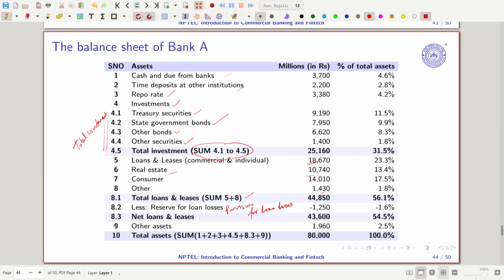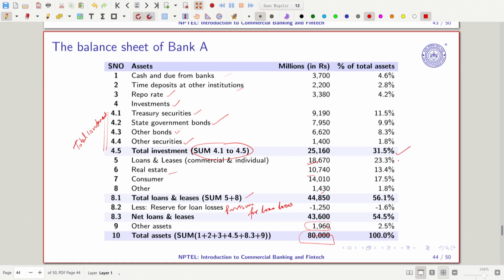And net loans and leases, if I subtract this amount, it is coming out to be 43,600, right? And if I sum 1 plus 2 plus 3 plus 4.5 that I summed here, and then here I have 8.3, after adjustment, and plus 9, the other assets that the bank has, it is coming out to be 80,000. And in terms of percentage, 31.5%.